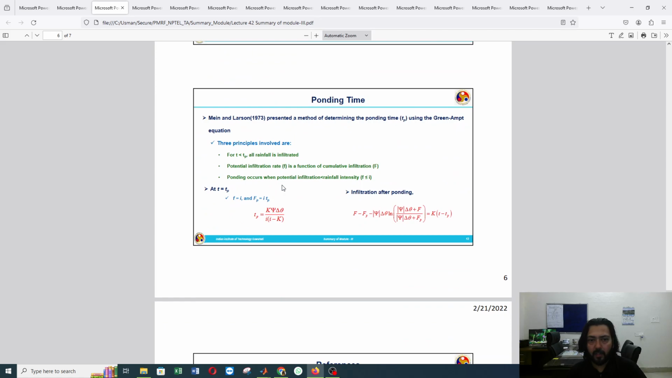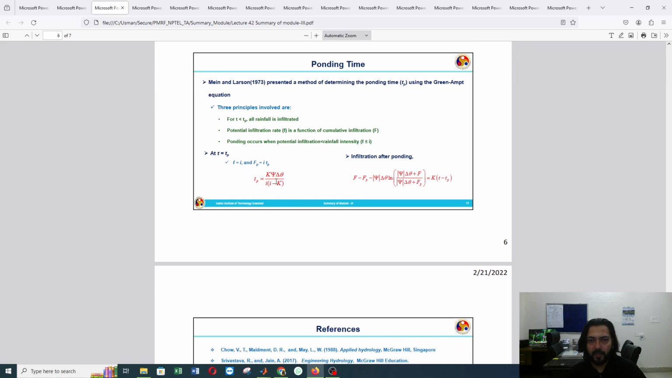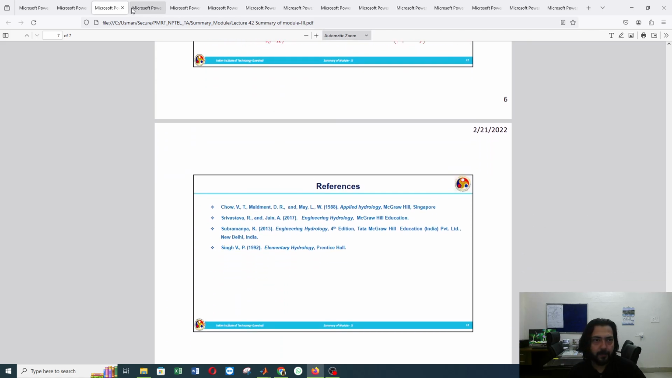Then we derived the equation of ponding time. This is the equation of ponding time, and this is the equation of infiltration after ponding time. So we have seen numericals based on the ponding time method.